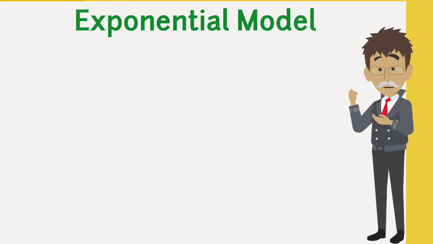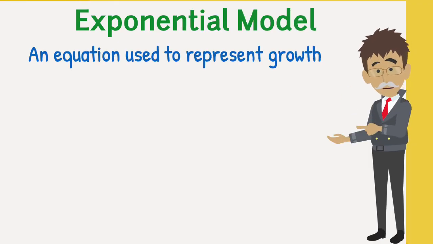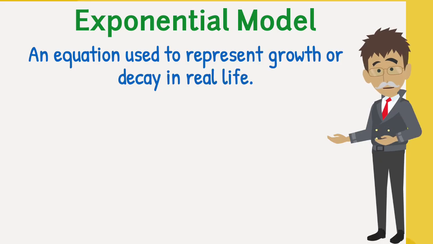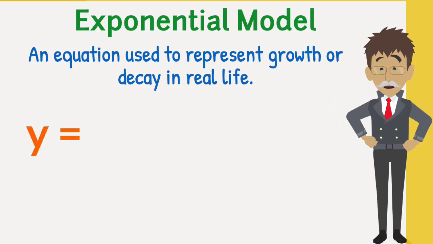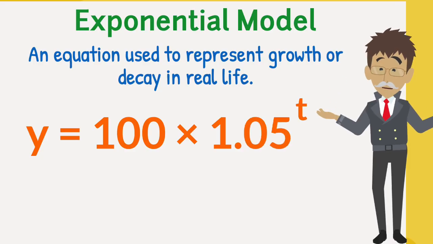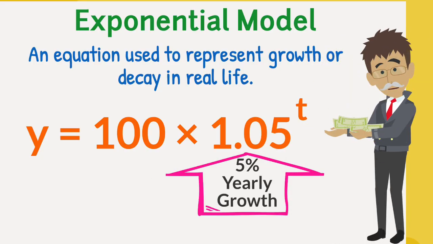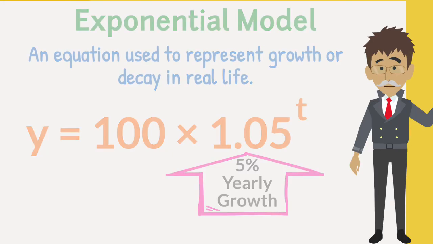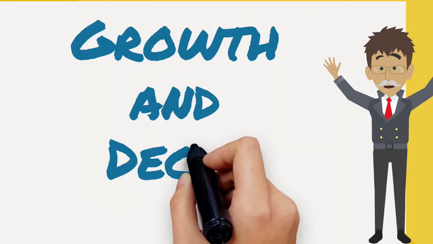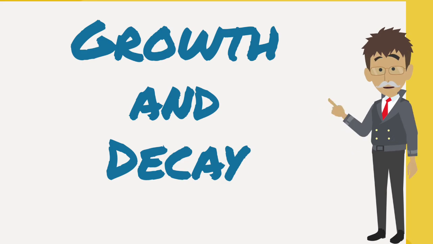Exponential model. An exponential model is an equation used to represent growth or decay in real life. For example, y equals 100 times 1.05 raised to the t can model money growing by 5% each year. Exponential models can either increase or decrease. In this section, we will describe how exponential functions change over time.